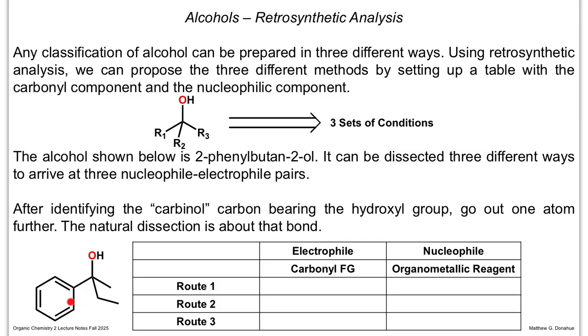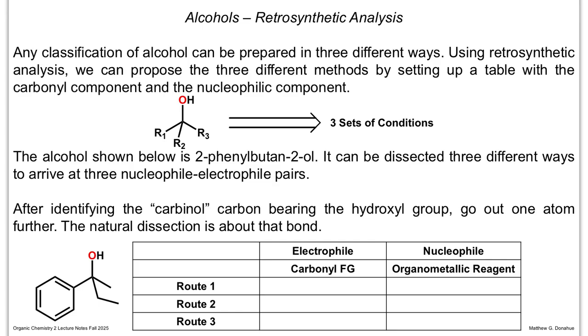So consider this molecule that's shown to the bottom left. What class of alcohol is this? So that's tertiary. And then when you look at the substituents, you have a phenyl ring, ethyl, and methyl side chain. So they're all different.